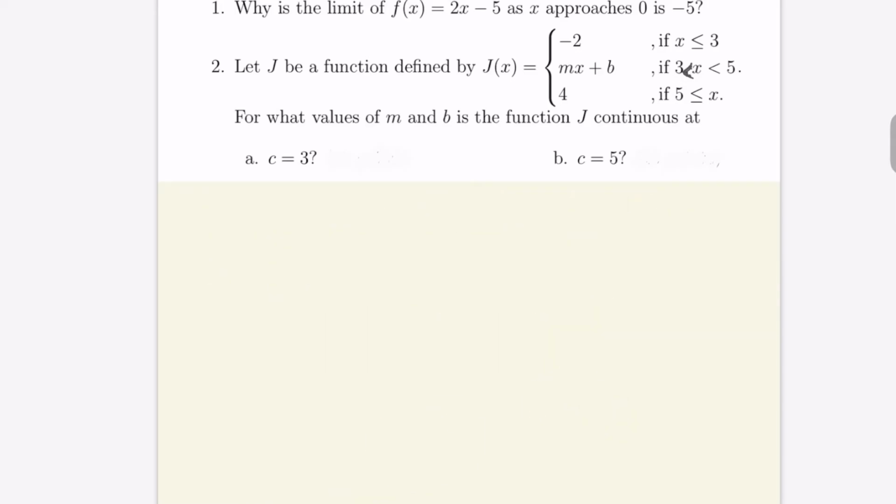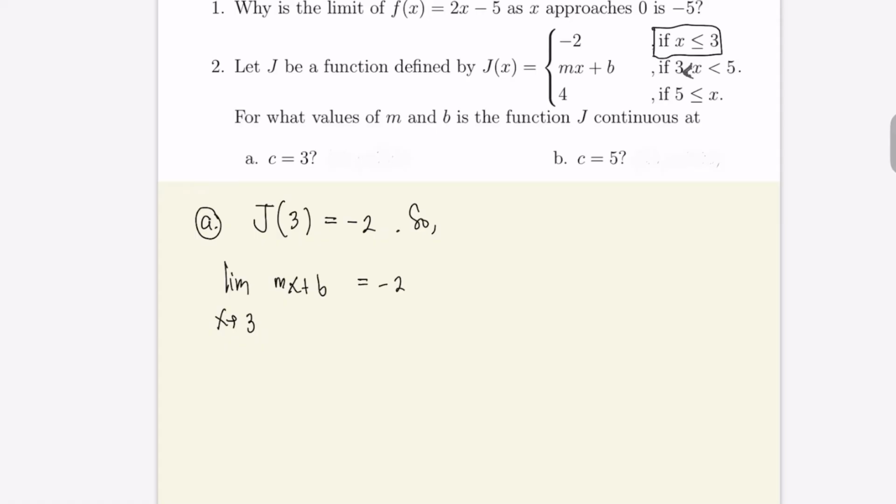That's it. For number 2 naman, let j be a function defined by this. So, for what values of m and b is the function j continuous at 3 and at 5? So, dito muna tayo sa 3. Dito tayo titingin kasi di ba this is less than or equal to 3. So, therefore, for letter A, we have j of 3 that's equal to negative 2. Yung limit natin of mx plus b as x approaches 3 should be negative 2.